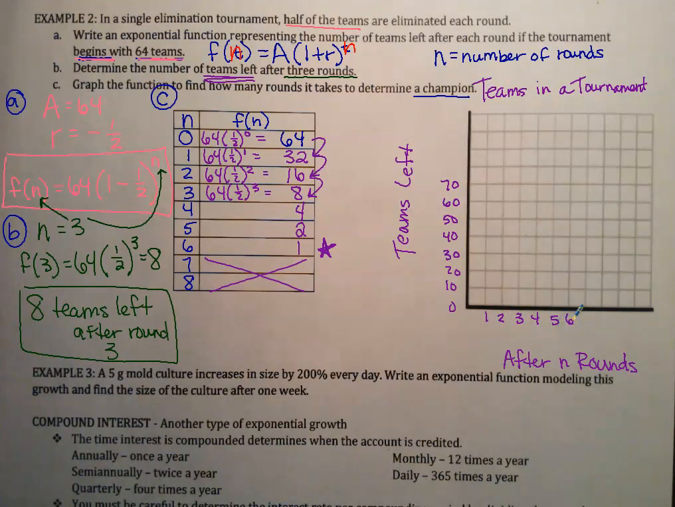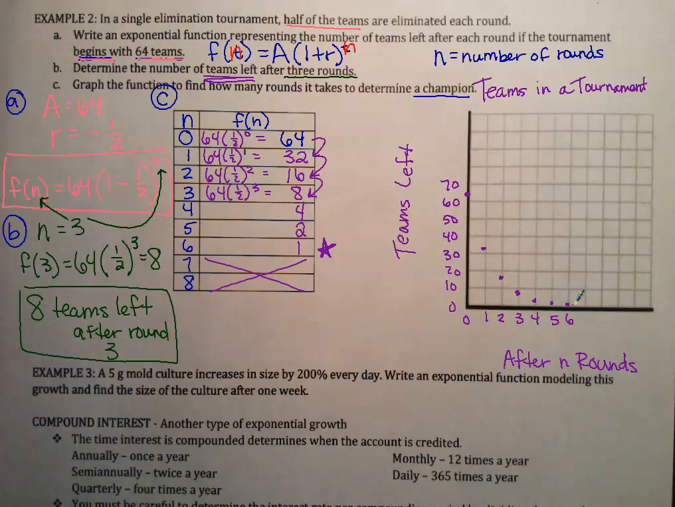And then we need to graph our data. So at round 1, or 0, right, because there's a 0 here too. So at round 0, that initial number was 64. After round 1, it was 32. In round 2, it was 16. And then in round 3, it was 8, and then it was 4, and then it was 2, and then it was 1.